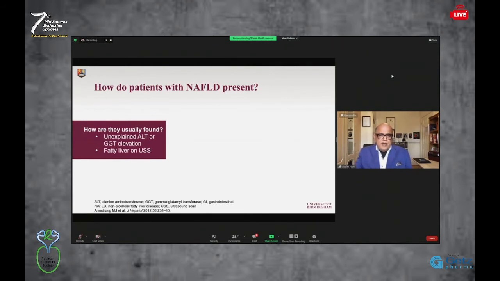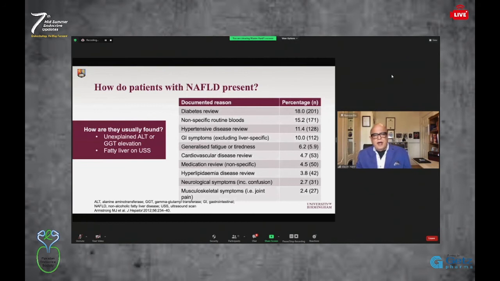This publication from our group by Matt Armstrong shows, if you look at the documented reasons for presentation of NAFLD, that in 18% of the patients, it is at the time of the diabetes review that they are diagnosed as having NAFLD. Non-specific routine blood tests, which are done for whatever reasons, account for nearly 15%. At the time of hypertensive disease review, about 11%. About 10% of patients present with GI symptoms, excluding liver-specific symptoms. About 6% present with generalized fatigue or tiredness.